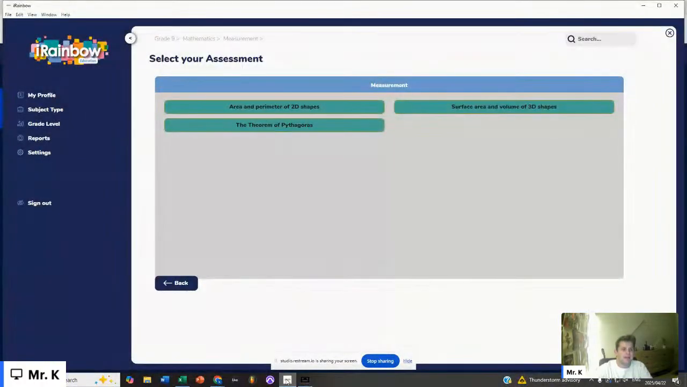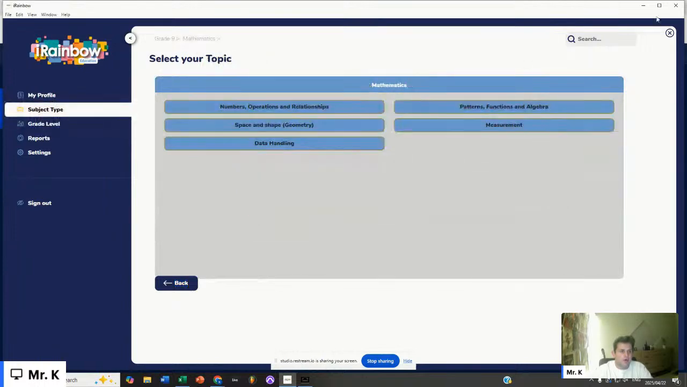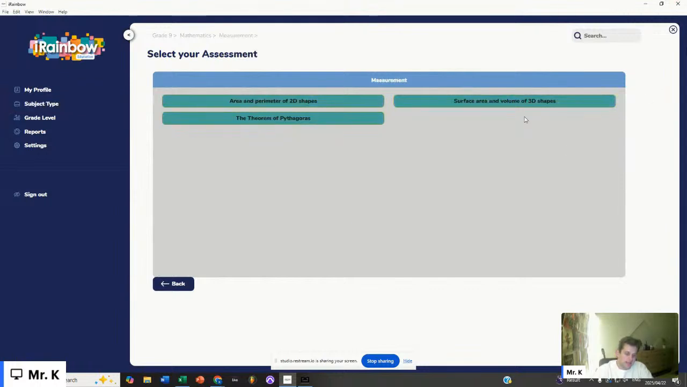So you guys should have access to iRainbow, and yours isn't going to look all that different from mine. Okay? When you open your iRainbow, you should be greeted with the following screen. And for the sake of today's discussion, we are in the topic of measurement, which is here in the right-hand column. So you can click on that. And then we are talking specifically about surface area and volume of 3D shapes.